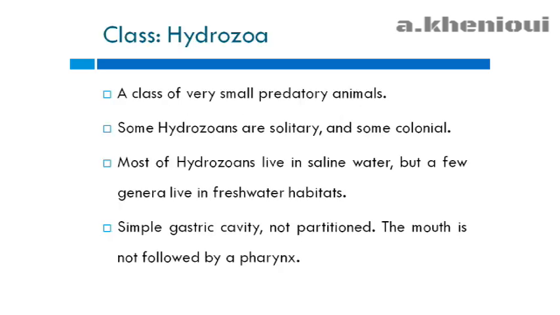The first class is the class of Hydrozoa. They are very small predatory animals. Some hydrozoans are solitary and some others are colonial. Most hydrozoans live in saline water, but a few genera live in freshwater habitats. They have a simple gastric cavity, which means it is not partitioned, and their mouth is not followed by a pharynx.